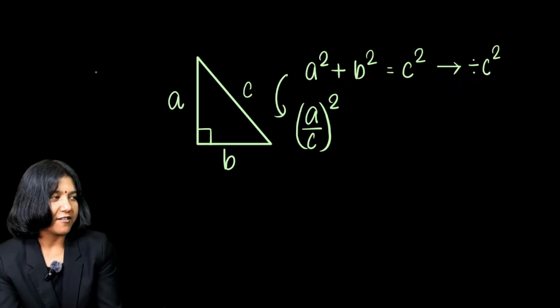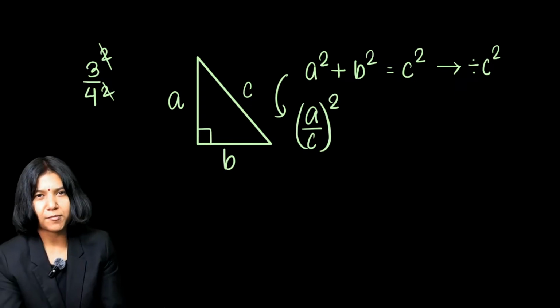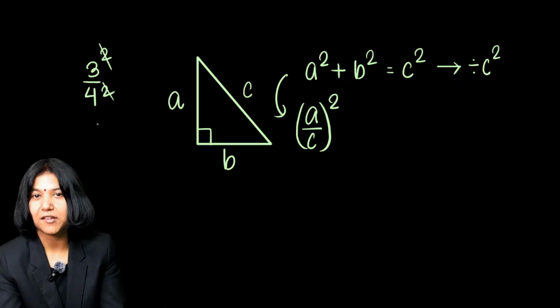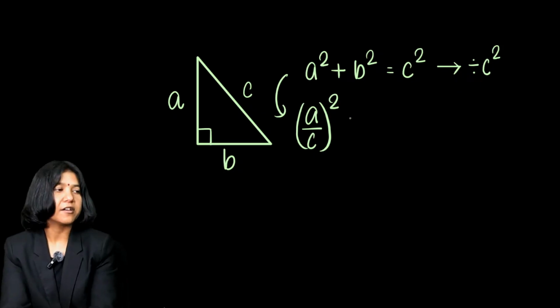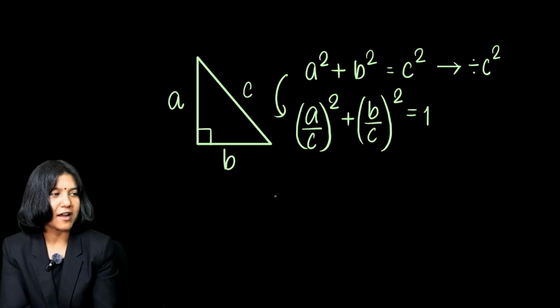So, for example, think about 3 by 4 and think about 3 square by 4 square. Obviously, if I cancel out the squares, it becomes 3 upon 4, but that's not true. 3 upon 4 is not the same as 3 square upon 4 square. So I have to give it as a common power. Likewise, I'm going to do the same thing for the second one, b upon c, the whole square. So c square divided by c square is 1.